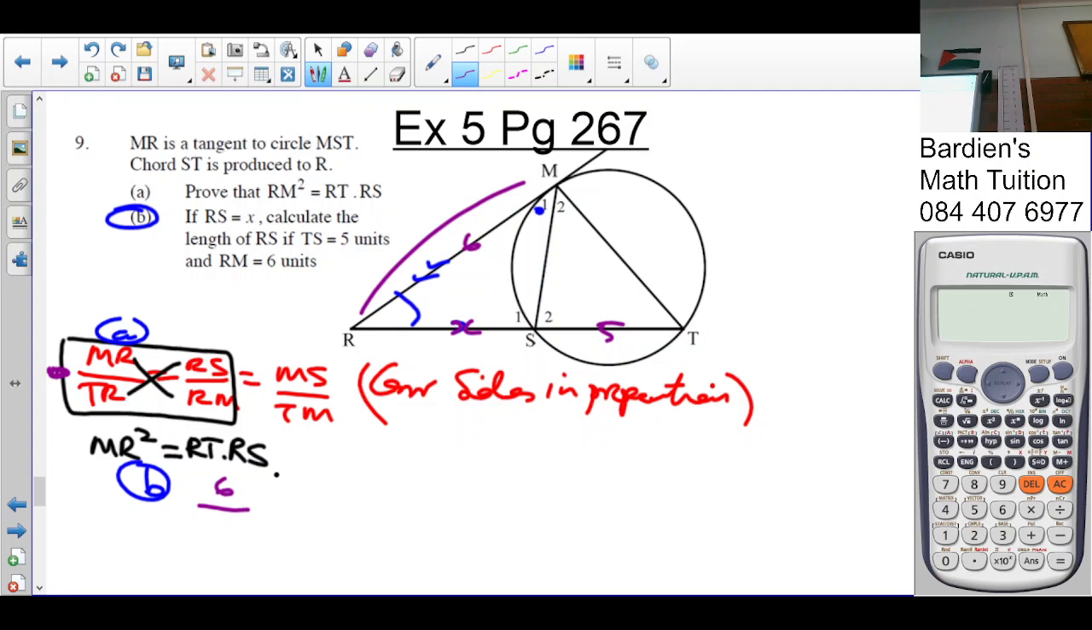TR? 5x, 5 plus x, or x plus 5. Not so. R is x. And RM? Sorry? 6. M is? Don't have. TM? Don't have. Why didn't I go with this straight away?